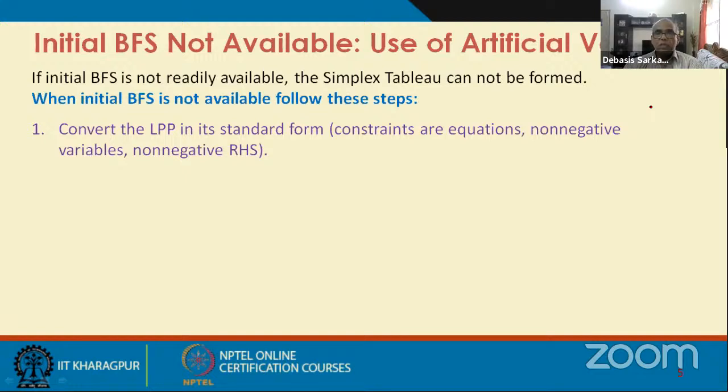After converting the linear programming problem to its standard form, if you are unable to obtain an initial basic feasible solution, you have to follow certain steps so that either you obtain an initial basic feasible solution and go ahead with the solution of the problem, or you conclude that the given linear programming problem is infeasible. So you stop with that conclusion.